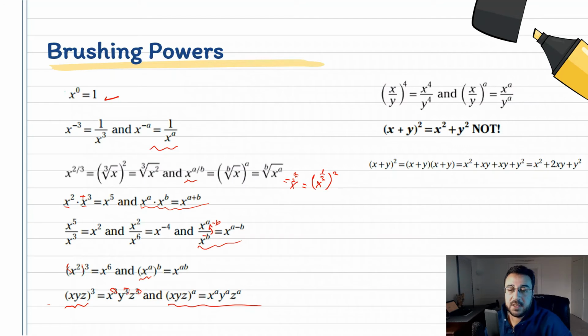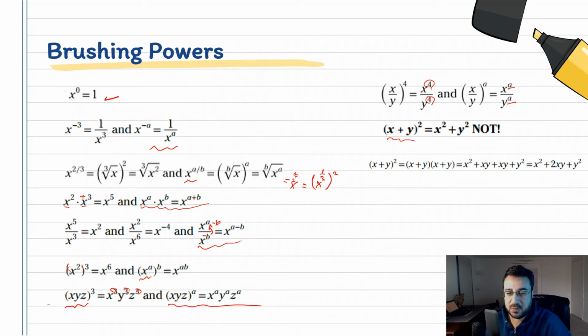If you have x over y to the power of a, so you have multiplication or division, you can easily distribute the power over the variables. But that can't happen when you have a plus or minus sign. If you're adding or subtracting, that's a different story. So x over y to the power of a equals x to the power of a over y to the power of a.